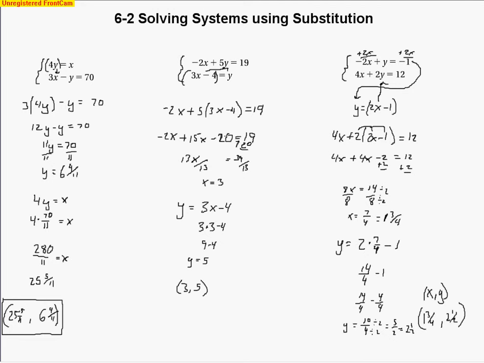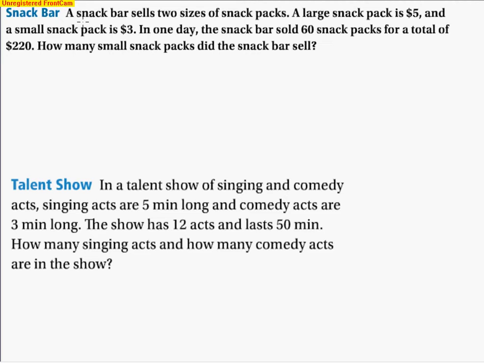Let's take a look at some word problems. So the first one here says, a snack bar sells 2 sizes of snack packs. Okay, so 2 sizes. This is probably going to be our 2 unknowns. So we're going to have a large snack pack that is $5, and we have a small snack pack that is $3. One day the snack bar sold 60 snack packs for a total of $220. So we know the 2 different types, the large and the small, combined to make 60. And what we want to do is find out how many small snack packs they sold. So just the small ones.